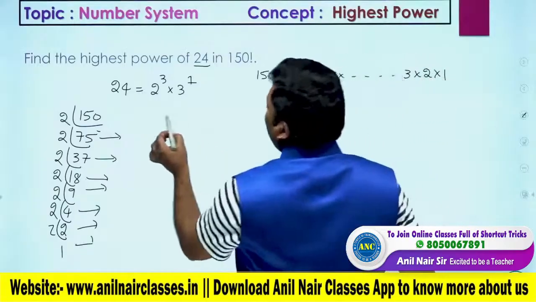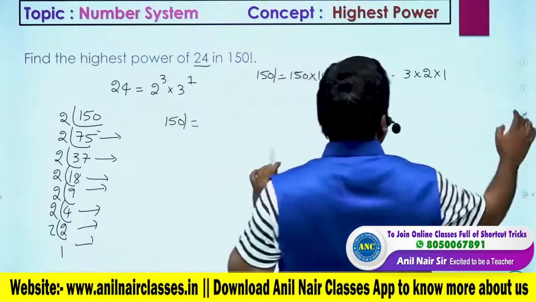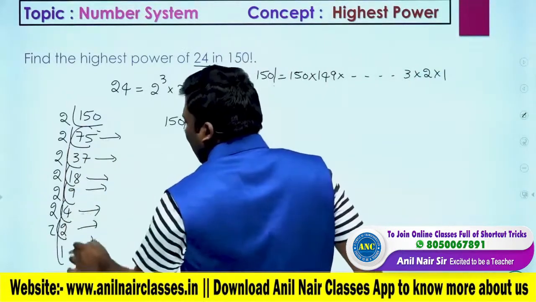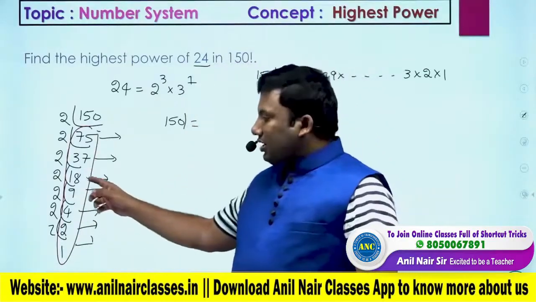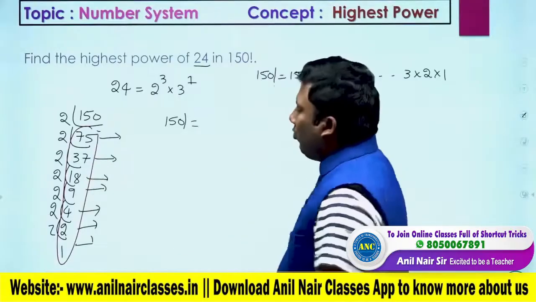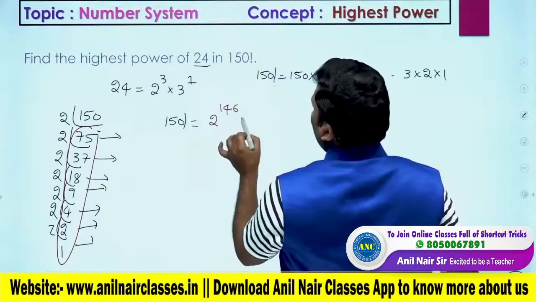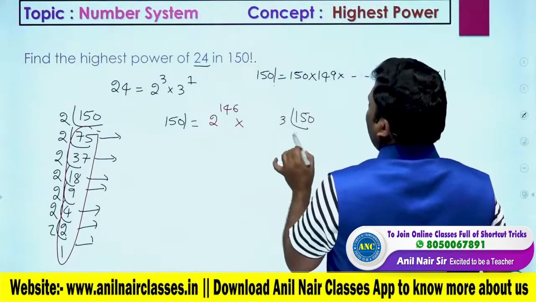So 150 factorial as a power of 2, how many are there? Let us add all the values. If I add all the values, 4 plus 2 is 6, 6 plus 1 is 7, 16, 34, 71, 146. So it can be written as 2 power 146 into 3 power something.